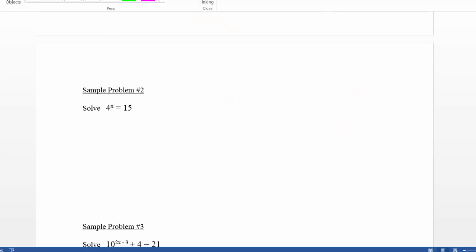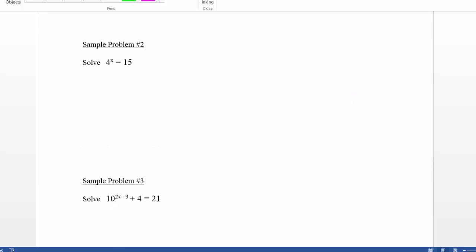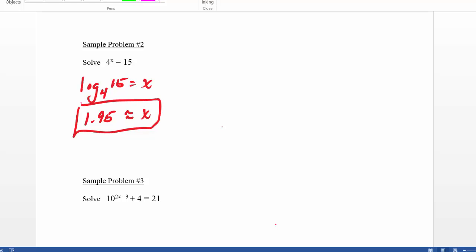So let's go ahead and work sample problem number 2 and sample problem number 3. And for right now, you can just round to whatever value you would like to. When you're doing Math Excel, please be sure to check the directions in the blue to make sure you know what level of rounding you need.